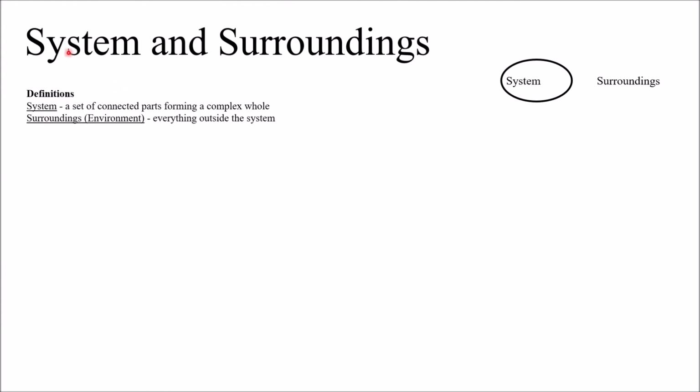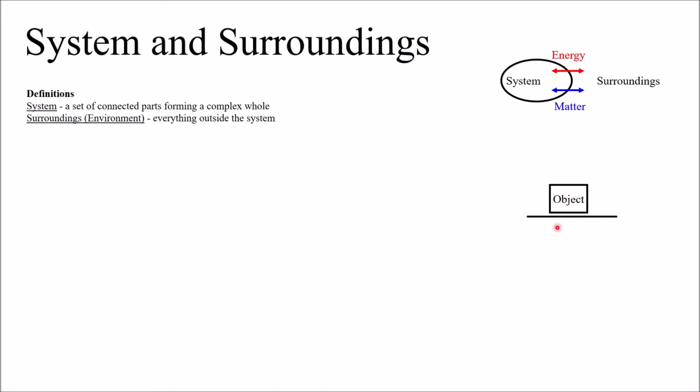We also have to talk about the system and surroundings. The system, remember, is just anything that is forming a complex whole. It has a bunch of parts to it, and you can set it to be whatever you want. The surroundings or environment is everything outside of the system. And so we can potentially have energy and matter transfer between them.